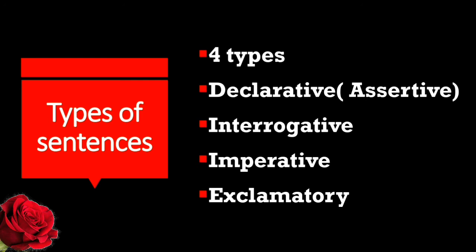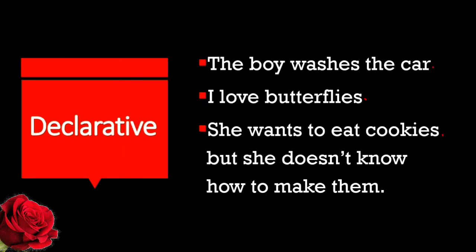Types of sentences. Sentences are classified into four. They are declarative or assertive sentences, interrogative sentences, imperative sentences, and exclamatory sentences. Let us see one by one now. Declarative sentences. It starts with a capital letter and ends with a period. Period means full stop. Declarative sentences are statements.